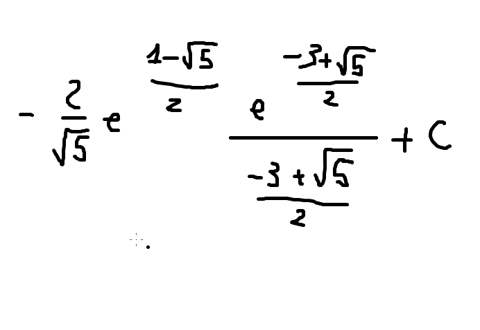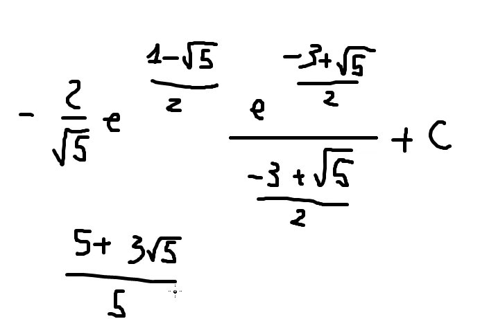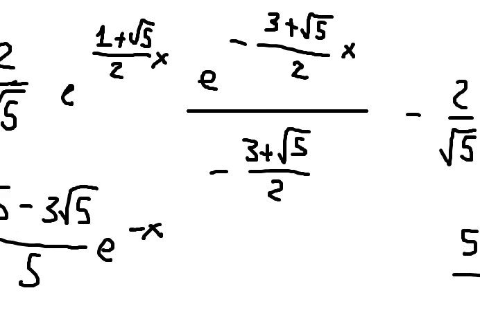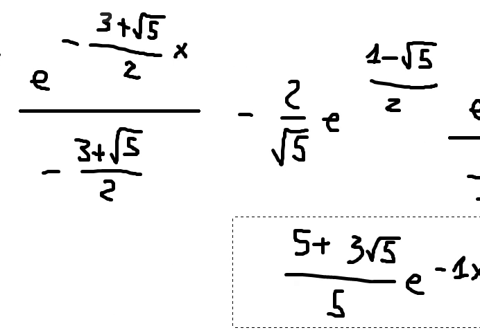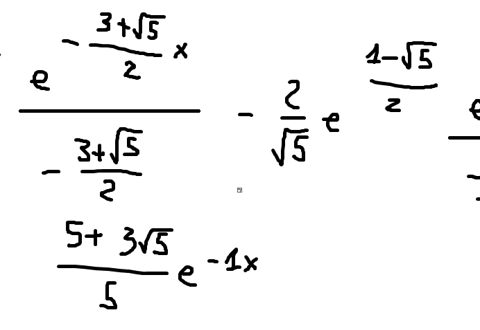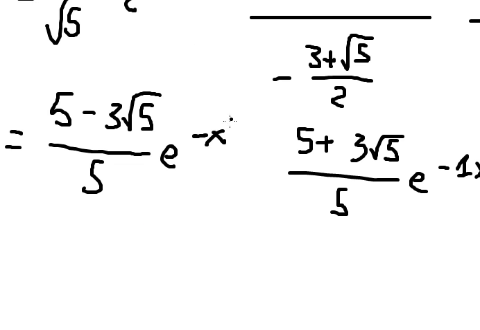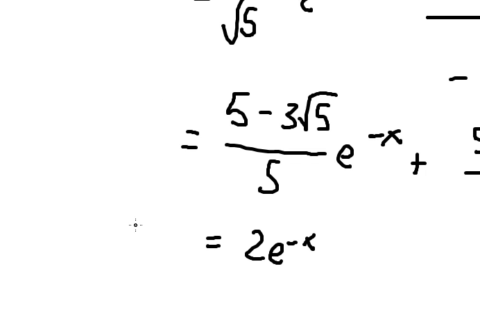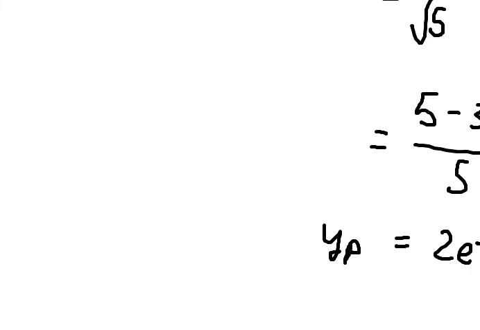Now we do similar for this one. So we have 5 plus 3 times the square root of 5 over 5 e to the power of negative 1 s. So we combine two fractions in here. And this one we have 2. So that's why we have the same answer in here.